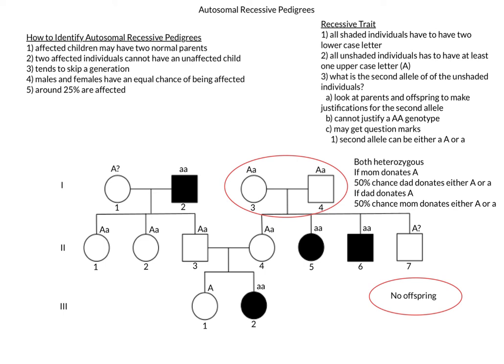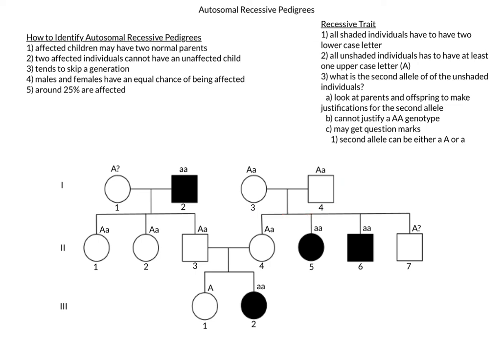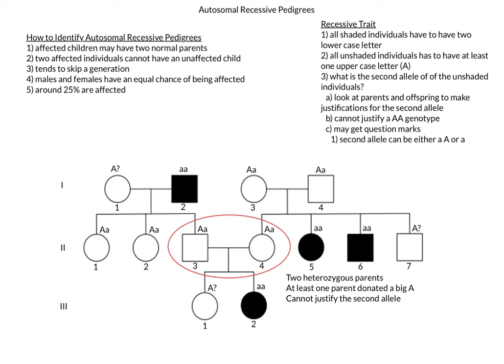Lastly, we have individual 3-1. This will also be a big A question mark. Again, we have two heterozygous parents, and while we know that at least one of them donated a big A, we cannot justify what type of allele was donated by the other parent. At least not until we get offspring information.